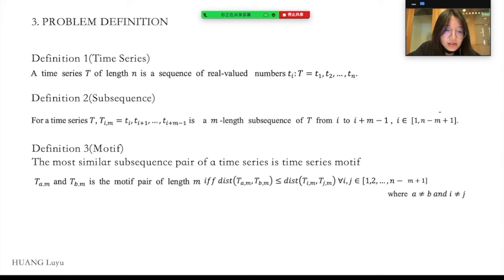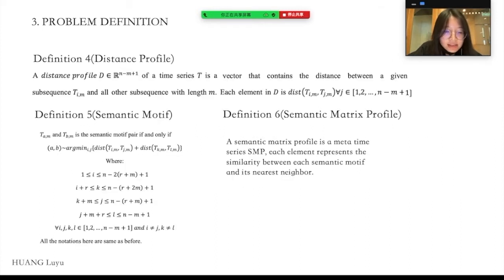A continuous ordered subset of a sequence is called a subsequence. In the definition as follows, the first subscript is the starting index, and the second subscript is the length of its continuous subset. The most similar subsequence pair of a time series is the time series motif. In this definition, dist is a function that measures the distance between the subsequences.